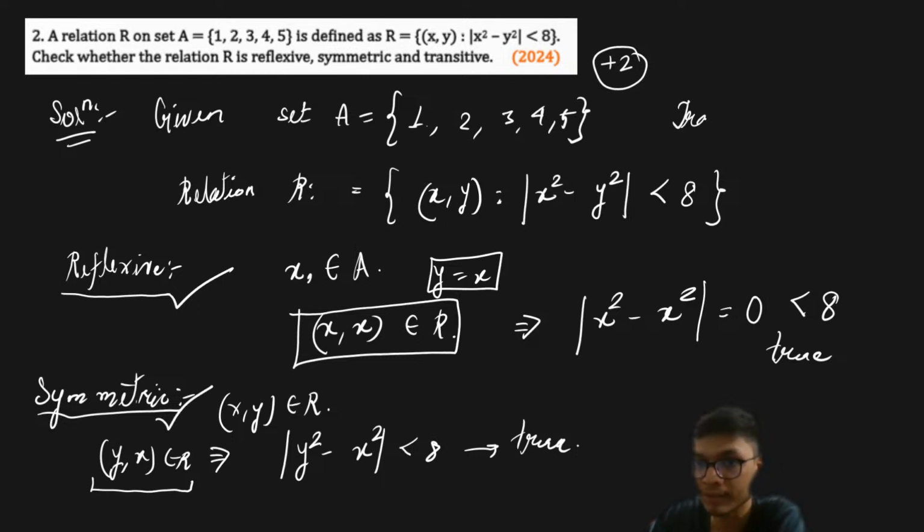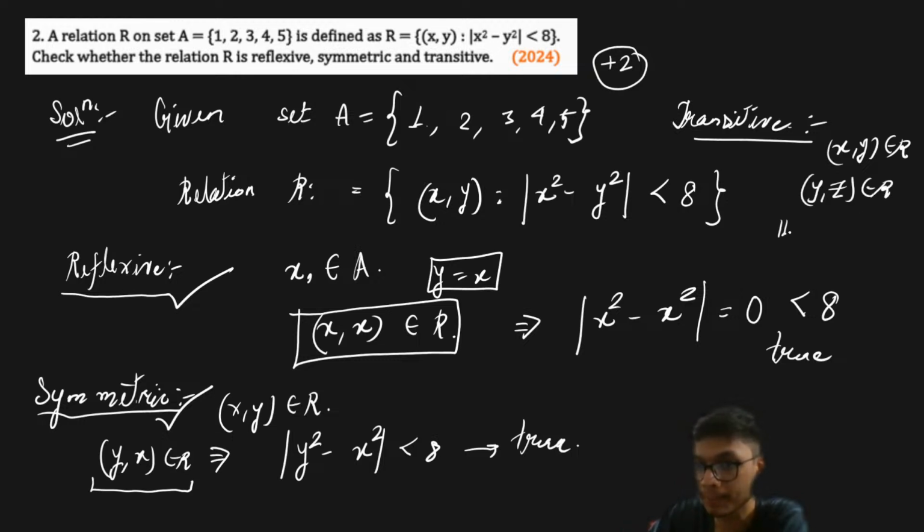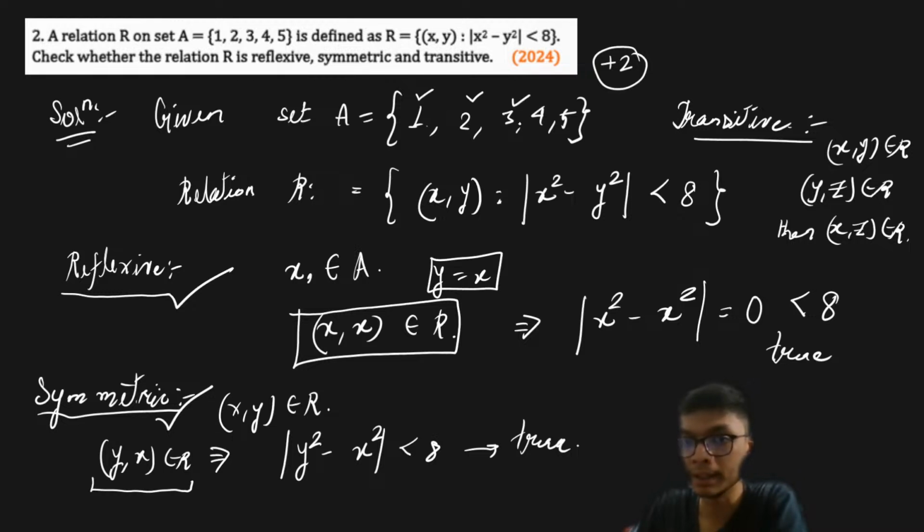Now we will discuss the transitive relation, right? For transitive, if you recall the definition, if I have (x, y) belonging to the relation and (y, z) also belonging to the relation, then (x, z) should also belong to the relation. Is it true here? Let us check. If I take elements 1, 2 and 3, then 1 square minus 2 square is equal to minus 3, so the mod of it is 3, which satisfies this criteria.